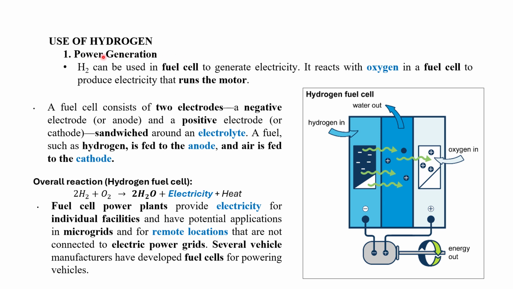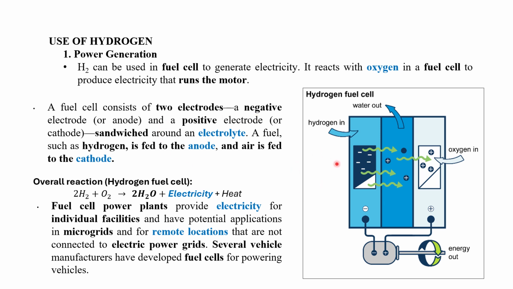First we can see power generation. Hydrogen can be used in a fuel cell to generate electricity. In this case, what happens? It reacts with oxygen in a fuel cell to produce electricity that runs the motor. So for the fuel cell, we can see this diagram.